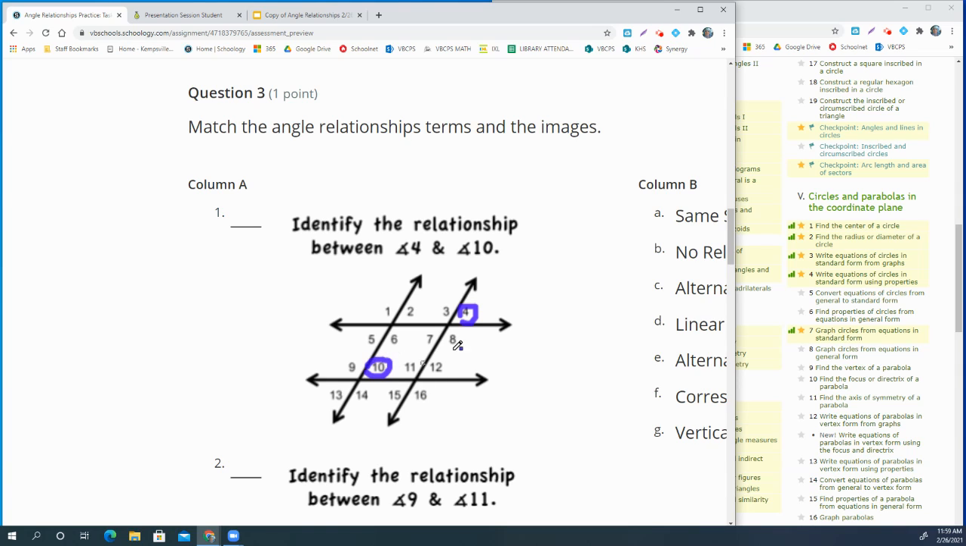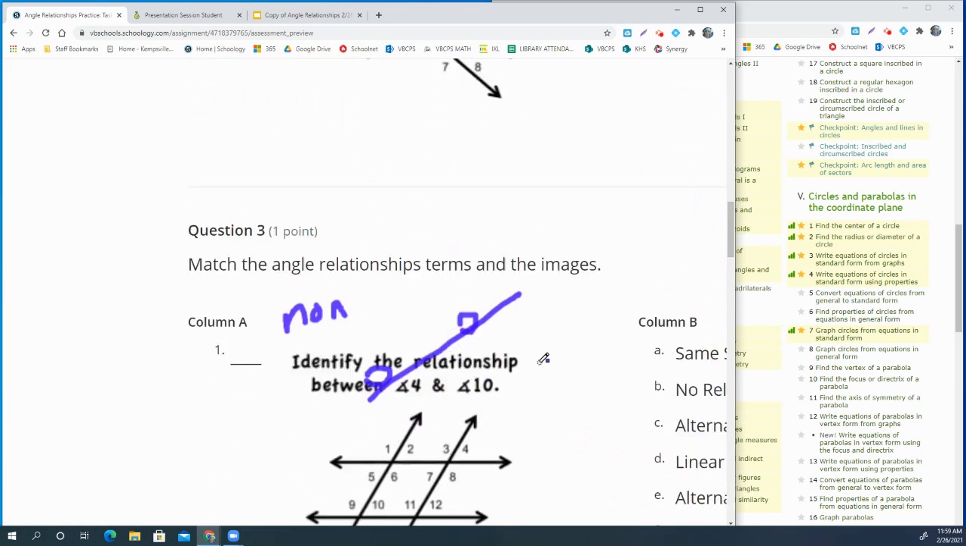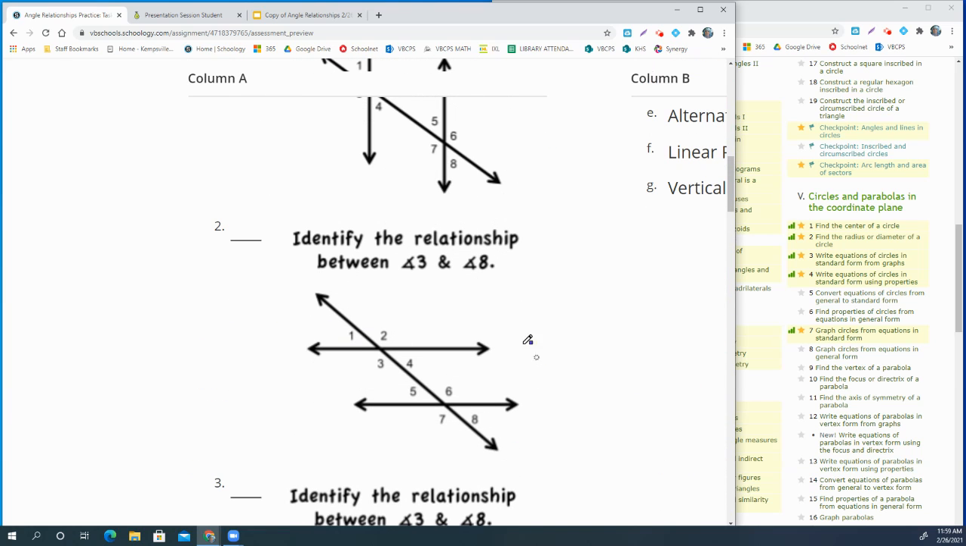First question, are they connected by a transversal? Can you go from corner 4 to corner 10 on a straight line? Then they have no relationship. Question 2, number 2. So 3 and 8. 3 and 8 are connected by the transversal here. They're alternate. One is interior and one is exterior. So this is no relationship.